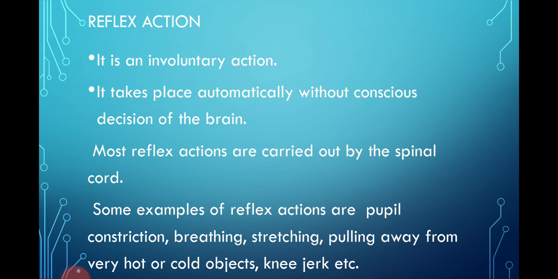The pain withdrawal reflex involves an interneuron that informs the brain about the pain. Some other examples of familiar reflexes are the knee jerk, pulling away from very hot or cold objects, breathing, and stretching. Most reflex actions are carried out by the spinal cord and do not involve the brain. But in some cases, the brain is also involved.